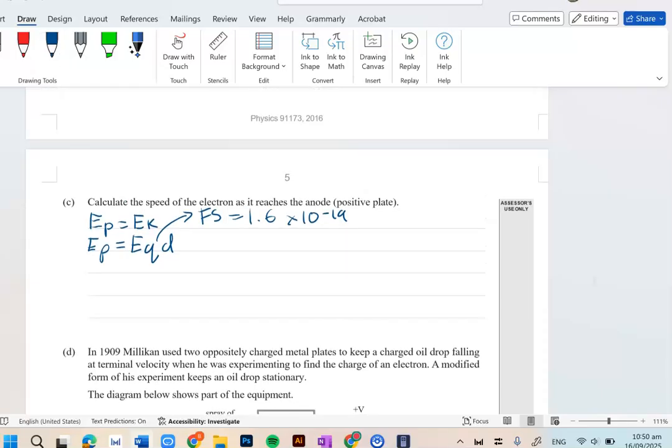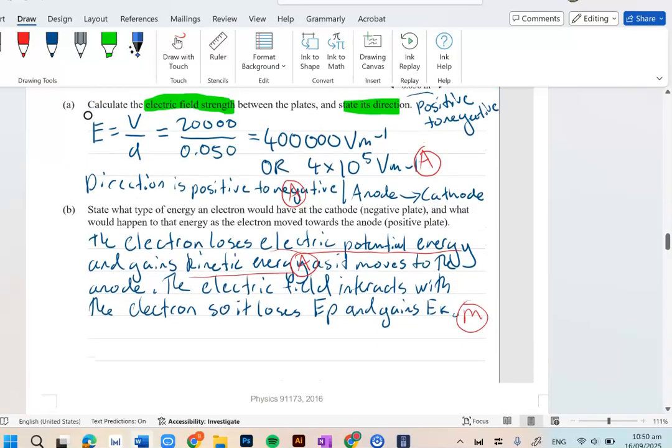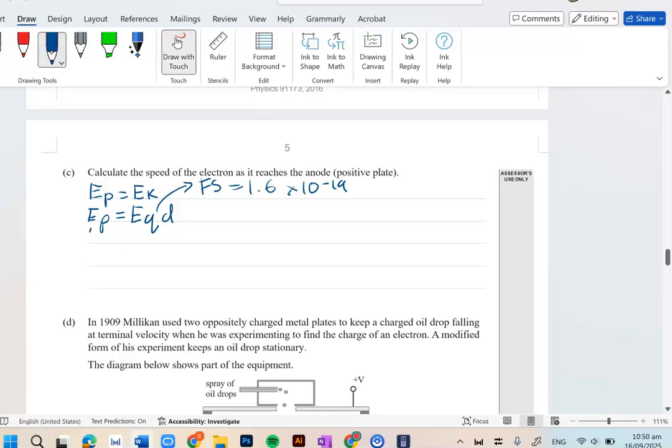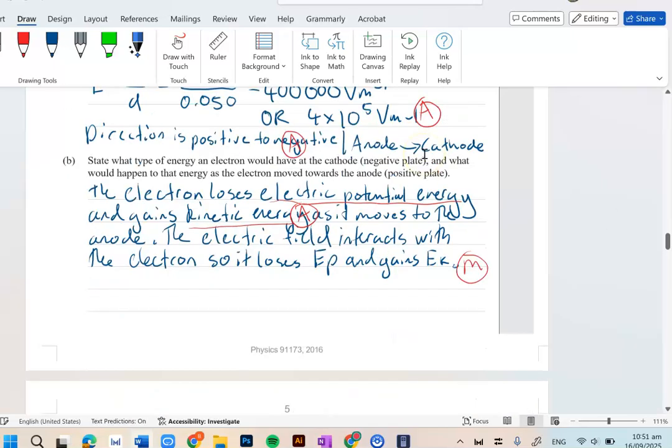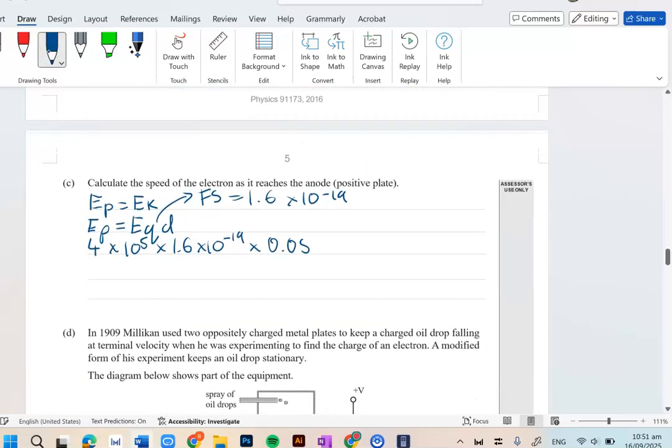So what we're going to do is the electric field strength, which we calculated, was 4, not 4.5, just 4 times 10 to the 5th, times 1.6 times 10 to the negative 19, times the distance, which is 0.05. Okay, now that's going to give us our electric potential energy, which is going to equal 3.2 times 10 to the negative 15. So we know EK equals 3.2 times 10 to the negative 15 because of conservation of energy.